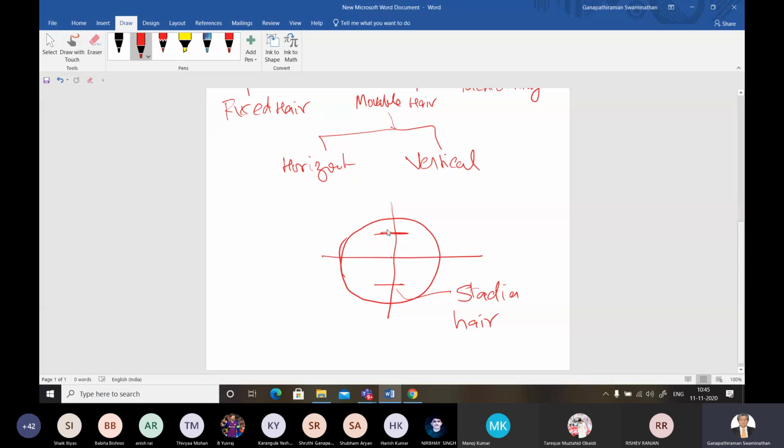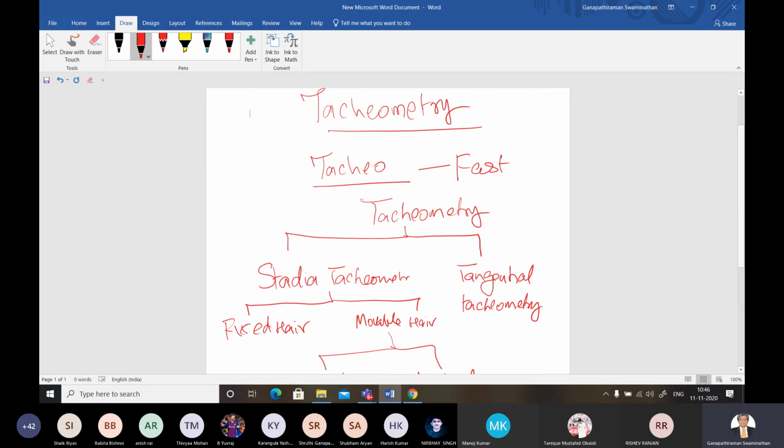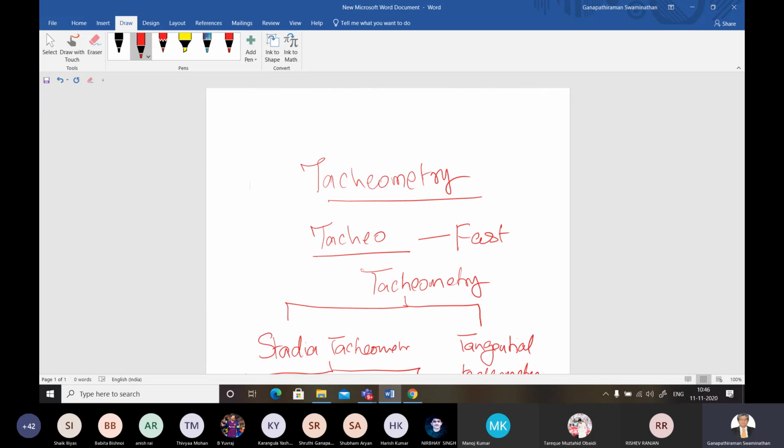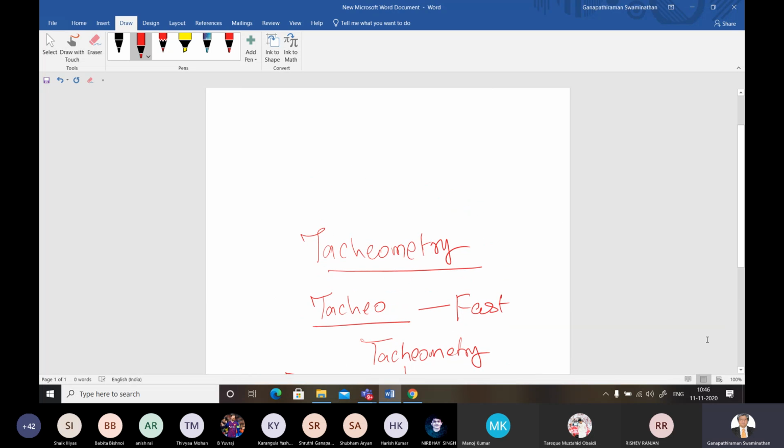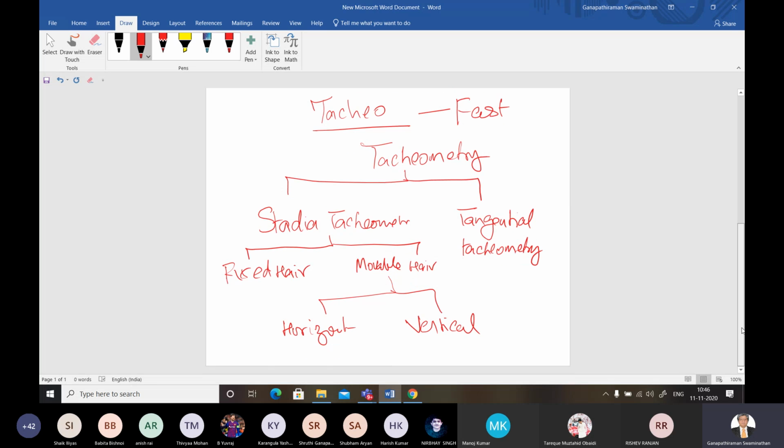We make use of these stadia hairs in finding out the distance between two points. Okay, is it okay for you? No? Okay, fine.